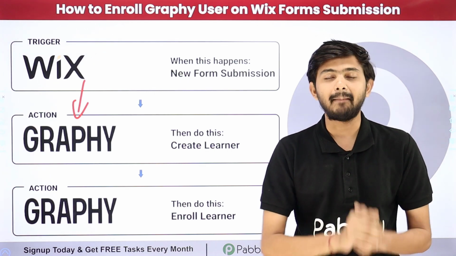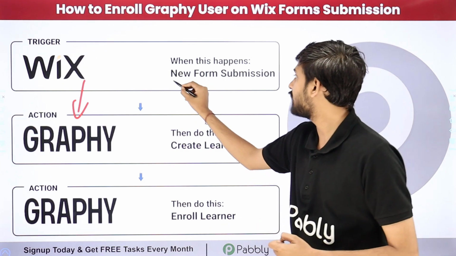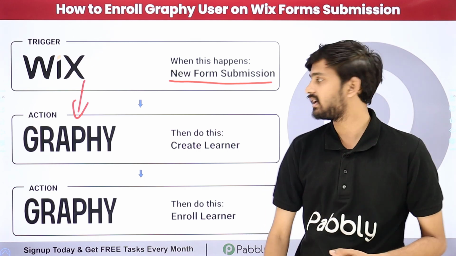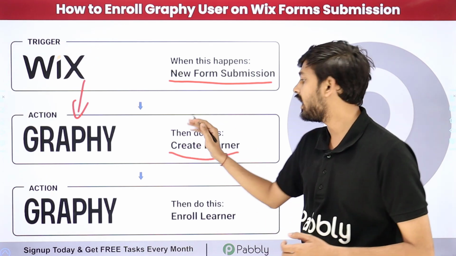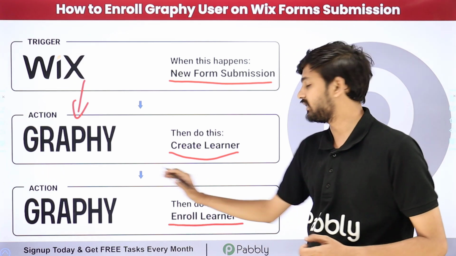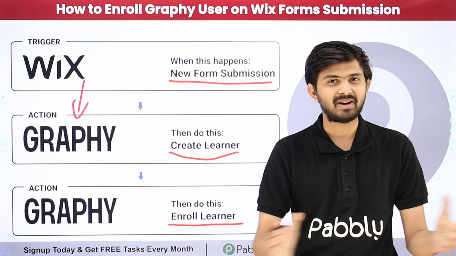Pabbly Connect is an amazing software for automation and integration. With Pabbly Connect, whenever I receive a new form submission from my Wix form, then automatically first I will create a new learner in my Graphy account, and after creating that learner, I'm going to enroll that learner in my Graphy course. So how am I going to build this connection? For that, let me take you to my computer screen.